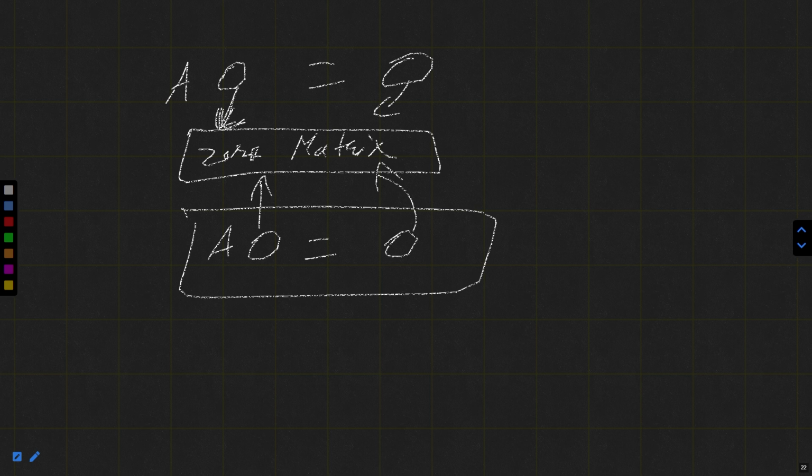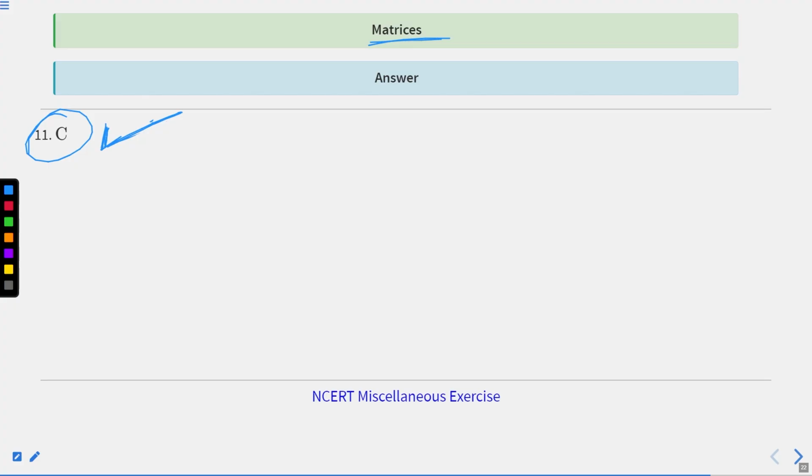So these are it. I hope that you recalled some of the properties from this chapter, matrices, and these properties are going to help you a lot in the upcoming chapter of determinants.